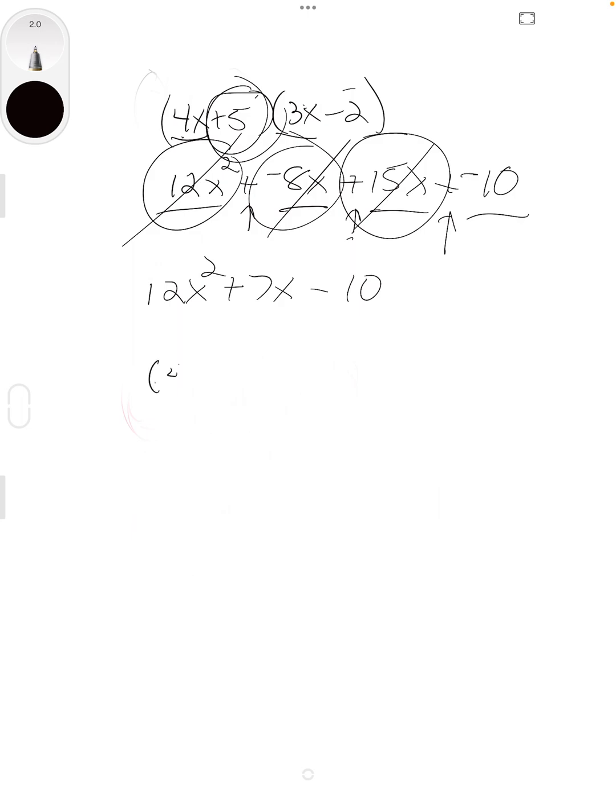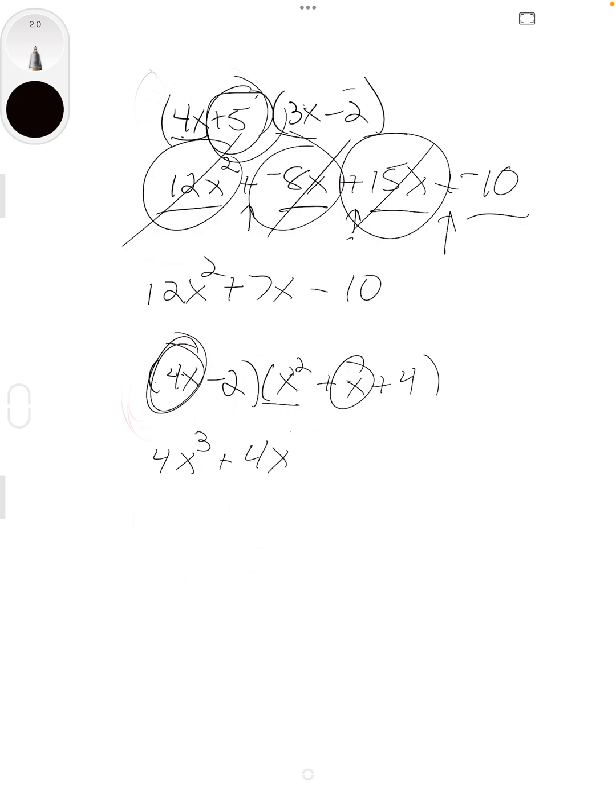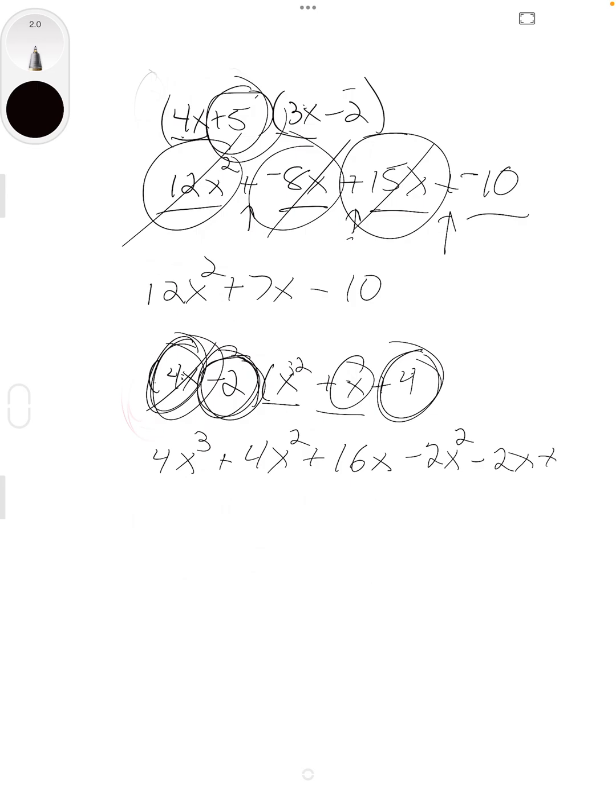Let's go 4x minus 2 times, let's make it even harder, x squared plus x plus 4. Well, how do we do that? Same thing. We use the distributive property. We just say this times this. Well, that's 4x to the third. This times this, so it's plus 4x squared. This times this, that's 4x times 4, which is 16x. Now, negative 2 times this, that's negative 2x squared. Negative 2 times this, that's negative 2x. And negative 2 times this is positive 8.